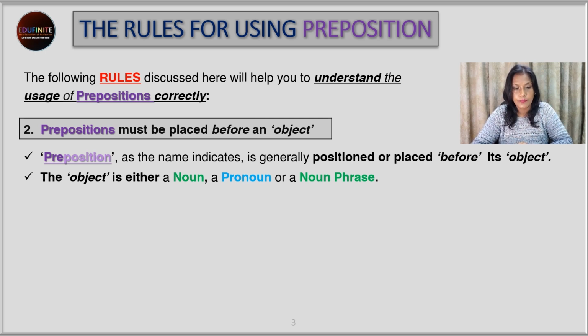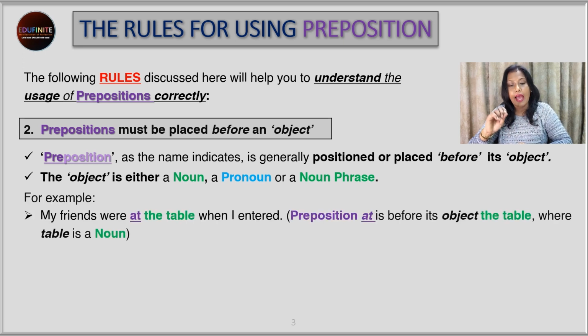For example, my friend is at the table when I entered. So here, the preposition at is before its object, the table, where table is a noun. So you have to understand this. Whenever there is a preposition, it will always be before the object. It can never be after the object.